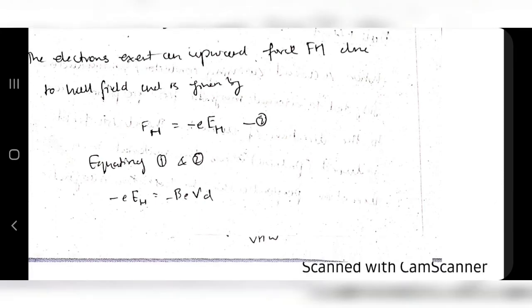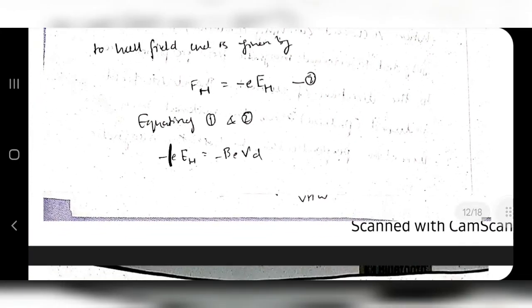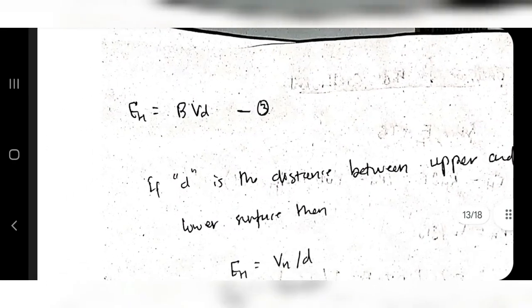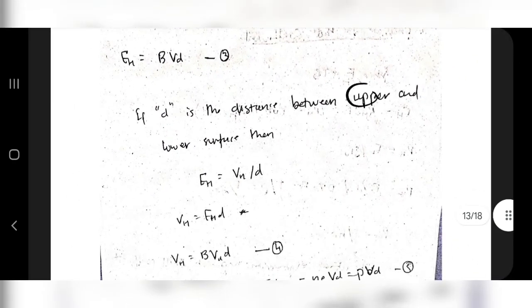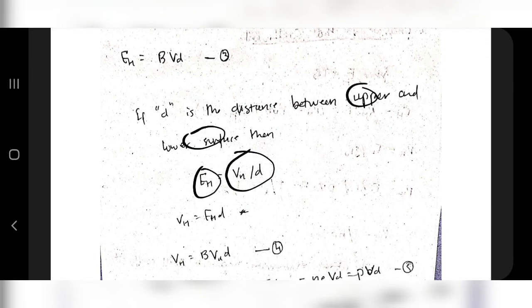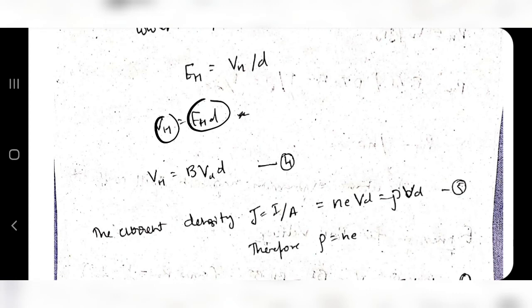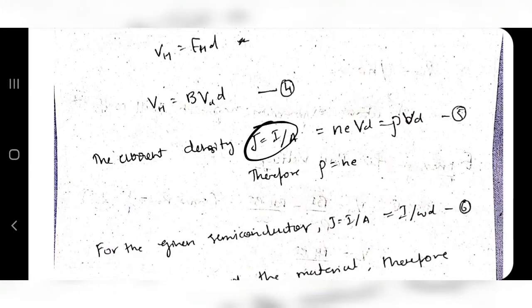Okay, now what we will be doing is we will be cancelling the E here and the negative terms here. So what we obtain is EH is equal to B into Vd. Okay, if d is the distance between the upper and the lower surface, then EH is equal to VH by d. Okay, so VH will be equal to EH d, and applying that formula here, VH will be equal to B into Vd into d. Okay, because EH is nothing but B Vd, so here the d comes here, and VH is the same as the previous one.